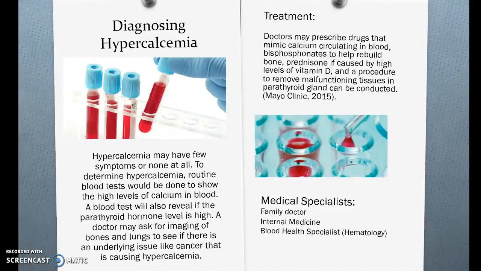Treatment options for hypercalcemia: doctors may prescribe drugs that mimic calcium circulating in blood, bisphosphonates to help rebuild bone, prednisone if caused by high levels of vitamin D, and a procedure to remove malfunctioning tissues in the parathyroid gland can be conducted. Medical specialists that are involved with hypercalcemia may be a family doctor, internal medicine, and a blood health specialist.